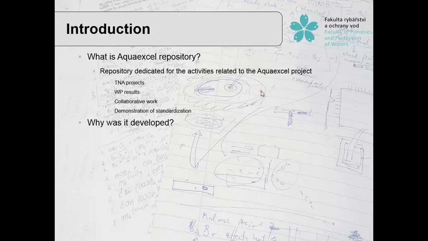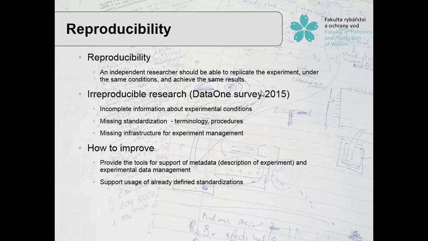And mainly, the concept was developed to support the transnational access projects. These are projects where the people involved in Aquaexcel can apply for this type of infrastructure project and freely use the infrastructures of the Aquaexcel participants. So these are the transnational access projects.